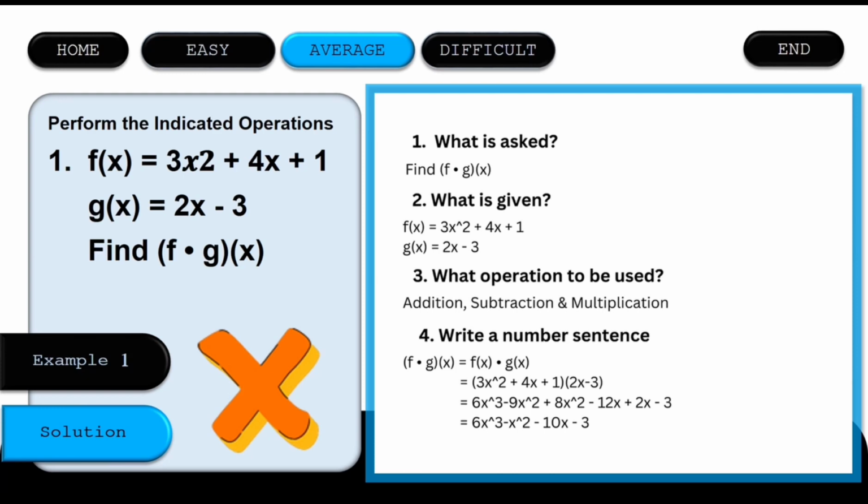And by performing ang ating multiplication, magkakaroon na tayo ng bagong equation na 6x cubed minus 9x squared plus 8x squared minus 12x plus 2x minus 3. Since may like terms pa na pwedeng isimplify, magkakaroon na tayo dito ng 6x cubed, combine lang natin ang negative 9x squared and positive 8x squared, magkakaroon tayo ng negative x squared. And negative 12x plus positive 2x is negative 10x. And bring down lang natin ang negative 3.